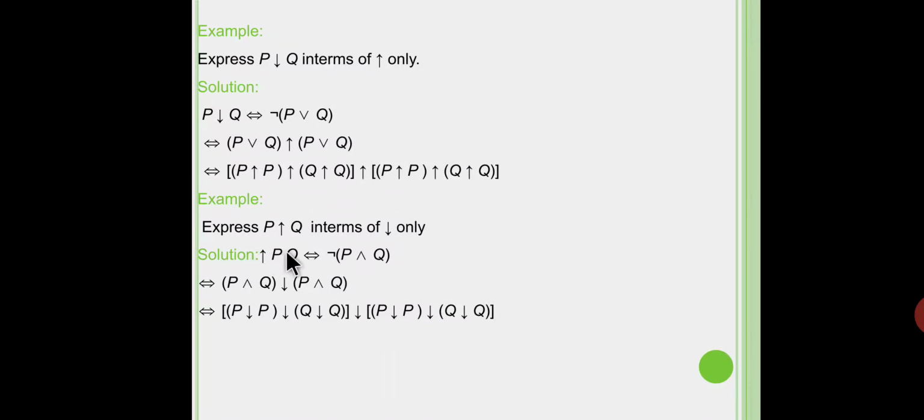Another example: express P NAND Q in terms of NOR only. So P NAND Q is equivalent to negation of P and Q. So we write this as P and Q, NOR P and Q. We are applying here P NOR P, NOR Q NOR Q, NOR P NOR P, NOR Q NOR Q.